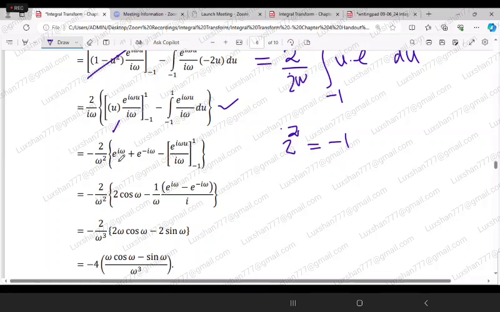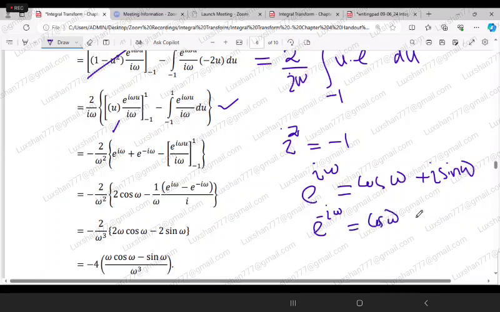So you can put e to the power I omega plus e to the power minus I omega and this one. Okay. Now we know that e to the power I omega equals cos omega plus I sin omega, isn't it? E to the power minus I omega, we know that that is equal to cos omega plus I times minus sine omega. So you can write it as minus I sine omega.